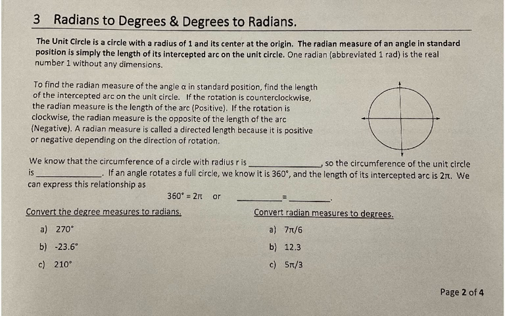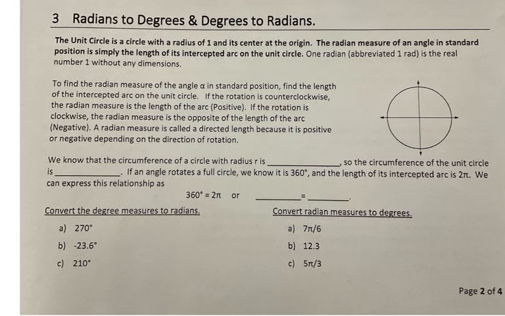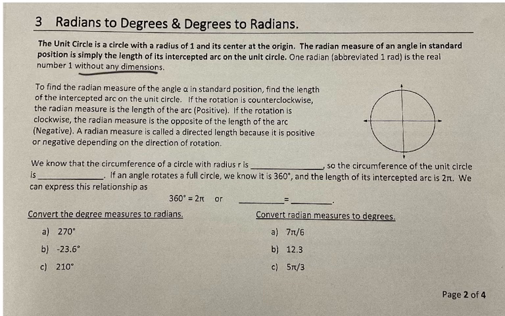An angle in standard position is simply the length of its intercepted arc on the unit circle. You won't ever hear me use that kind of terminology. That's too fancy for me. 1 radian, abbreviated 1 rad, is the real number 1 without any dimensions. So again, that's what I was mentioning before. They don't have any units. They don't have any dimensions.